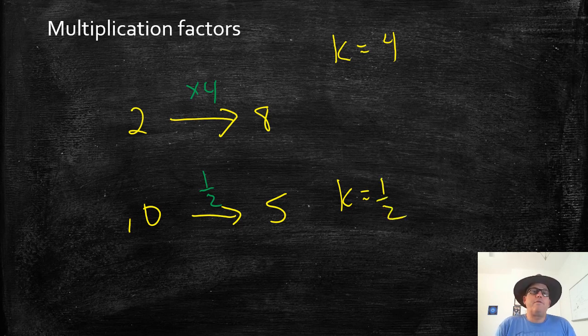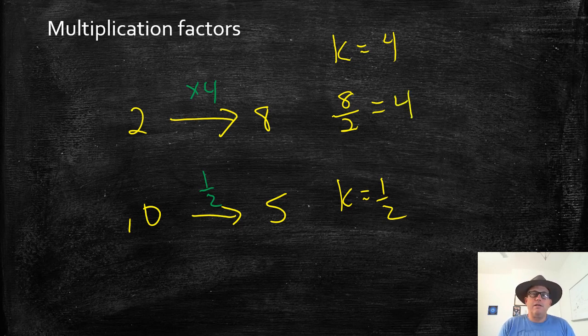Again, these we just sort of know, right? The answer appears in your head because we know our times tables really well. But let's think about what's going on because they're not always going to be nice times tables answers. So how can I work out 2 times what is 8? Well, I can do 8 divided by 2, which happens to be 4. That's how we can find the multiplication factor.